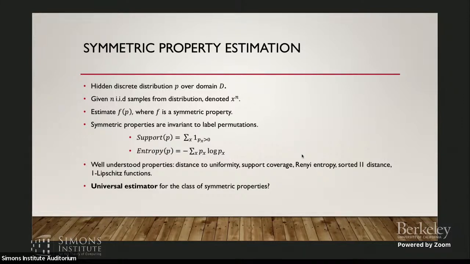Here are two popular symmetric properties. One is the support, which is the number of non-zero probability values in a distribution, and the other is entropy. Note that if you permute the labels, the property value doesn't change. For these properties and many other well-known symmetric properties listed there, time and sample complexity for estimating them is already well understood, and we have property-specific sample optimal estimators. But the question we are interested in is, can you come up with one estimator that works for all these properties simultaneously and achieves optimal sample complexity?